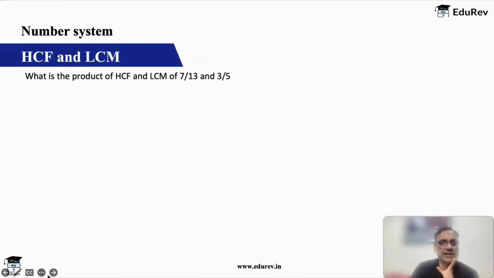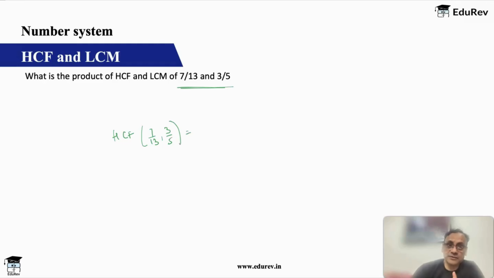Okay, so let's first take a fraction. What is the product of LCM and HCF of this? Now, we can do this in two ways. First is you can find the LCM and the HCF. So let's find HCF. HCF of the fractions 7 by 13 and 3 by 5 is HCF of the numerators, 7 and 3... HCF of 7 and 3, nothing common, so 1. 13 and 5 LCM, again nothing common, so 13 into 5. So it is 1 by 65.